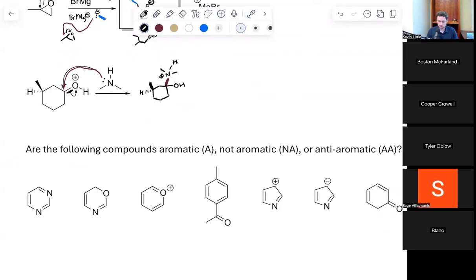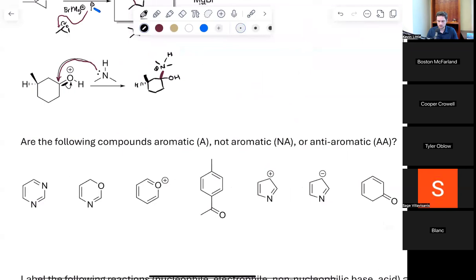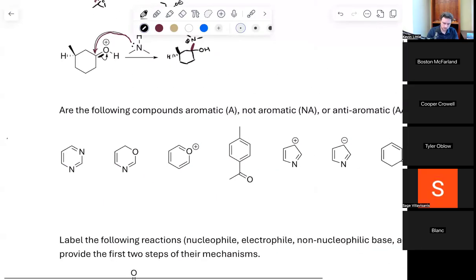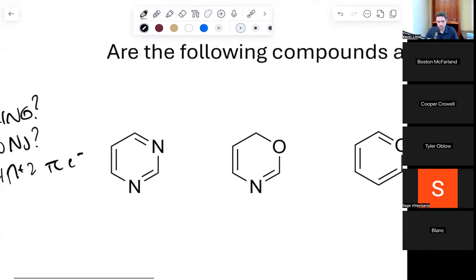So now we're on to the question about aromatic, not aromatic, or anti-aromatic. So there are three rules. Is it a ring? Is it fully conjugated? Does it have 4n plus 2 pi electrons? So this is a ring. Check.